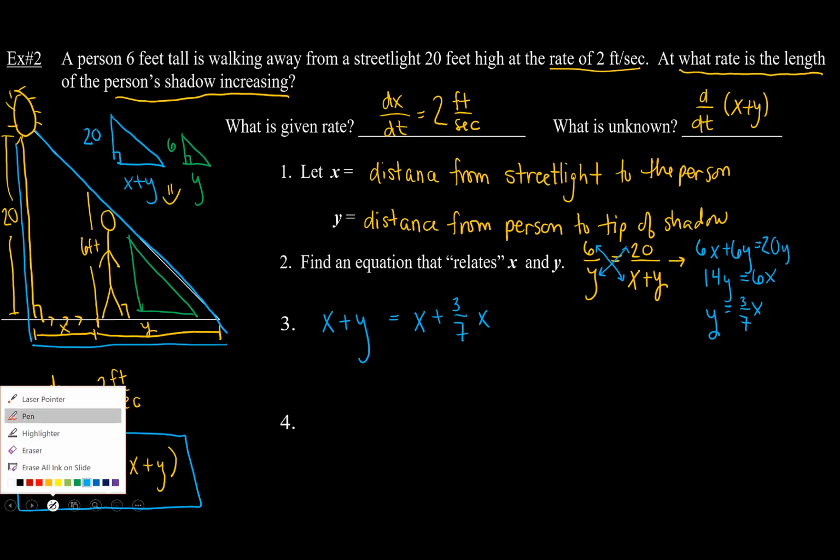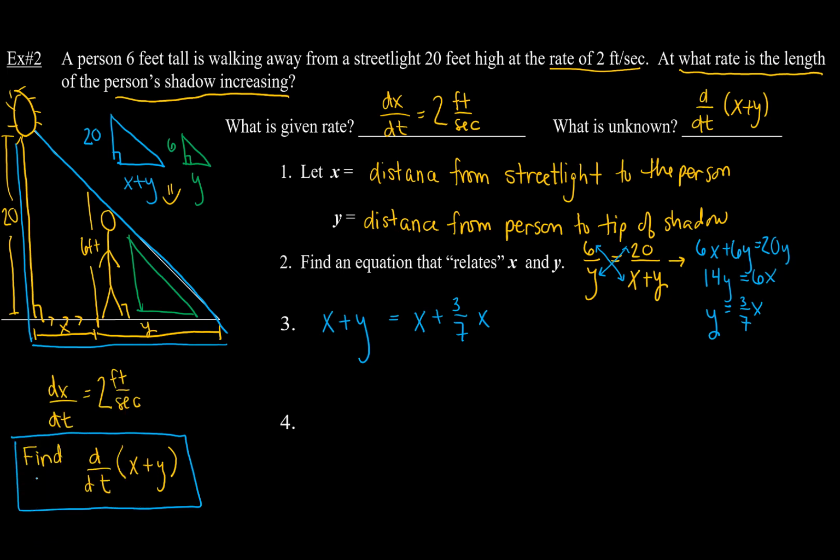All right, so I didn't use Pythagorean theorem. I didn't use an area formula. I used corresponding sides and proportional reasoning. All right, but now I need to take the derivative with respect to time of both sides. So over here, I'm just going to get the derivative of x plus y with respect to time, which is what I'm looking for. Here, I'm going to actually take the derivative of the individual pieces.